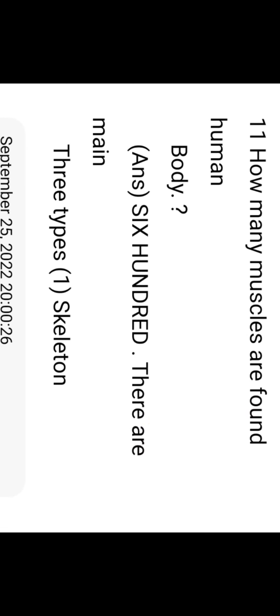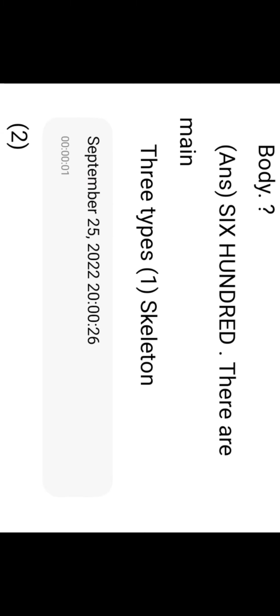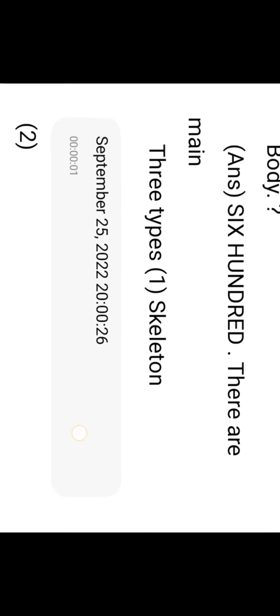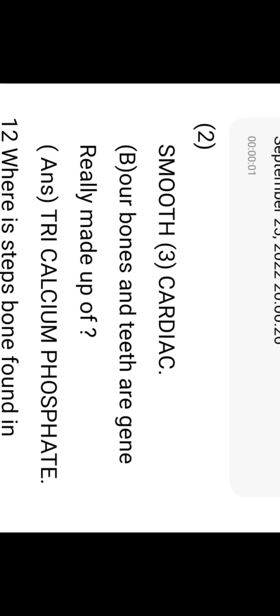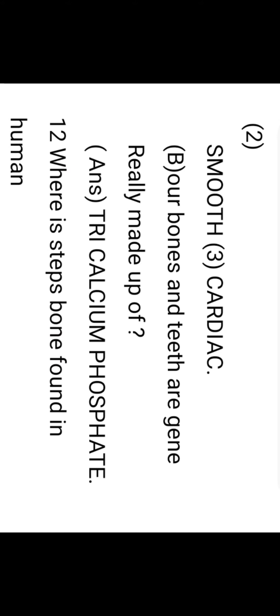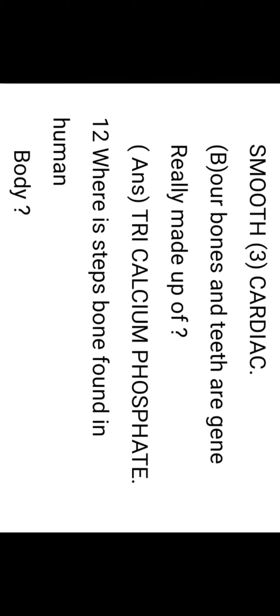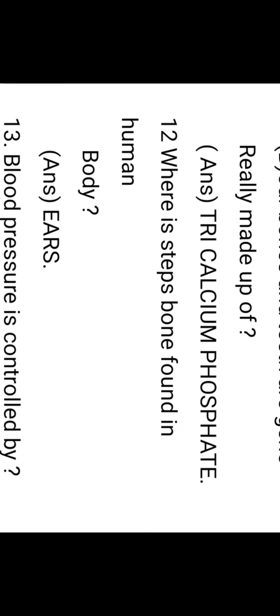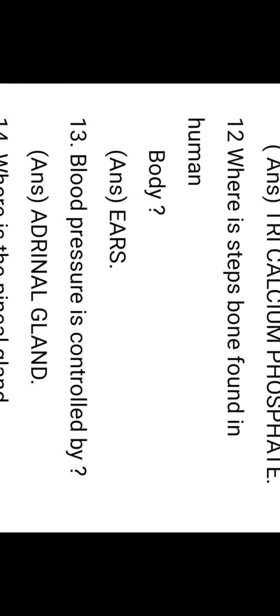How many muscles are found in the human body? 600. There are three main types: skeletal, smooth, and cardiac. Cardiac is found in our heart. Our bones and teeth are generally made up of tricalcium phosphate. Where is the stapes bone found in the human body? In the ear.